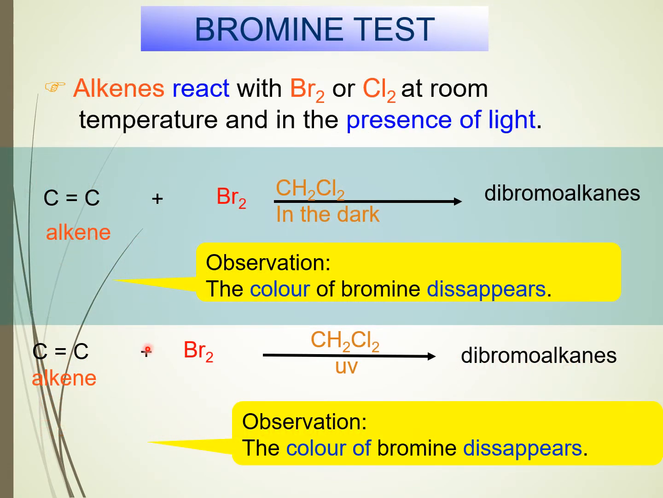Unlike alkane, alkene is an unsaturated hydrocarbon. Alkene is a reactive compound which can react with bromine in the dark to produce dibromoalkanes. With or without the presence of UV, alkenes will still form dibromoalkanes. The reddish brown color of bromine will disappear.